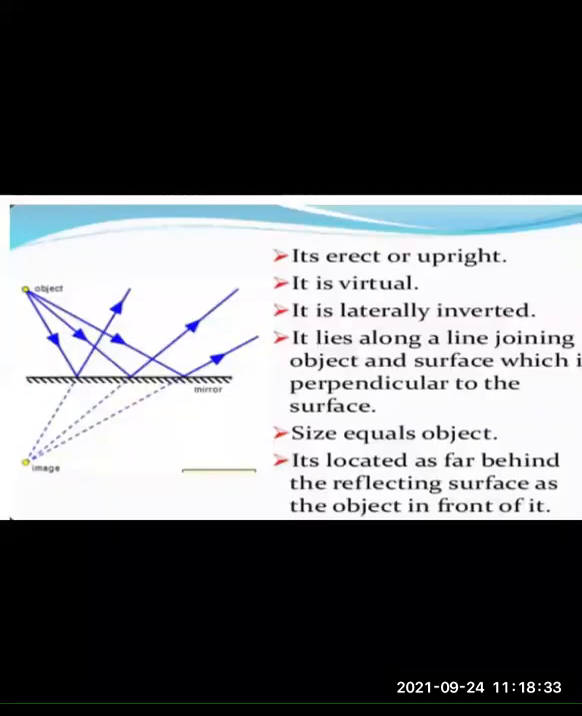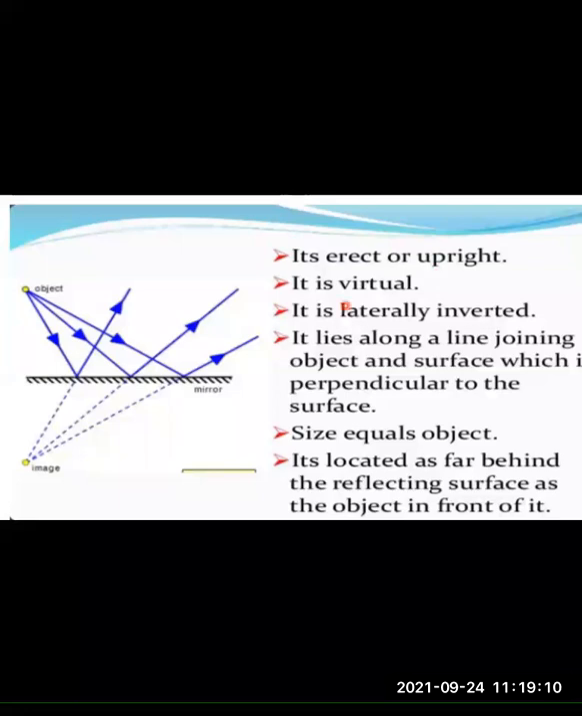Now we will see what are the characteristics of an image formed by a plane mirror. How a mirror is forming an image. What are the characteristics? The image is erect and upright. Means if you stand in front of a mirror, you can see the real yourself. If you are standing, definitely your image in the mirror will be standing only. So such a thing is called erect, or you can also say it is upright.